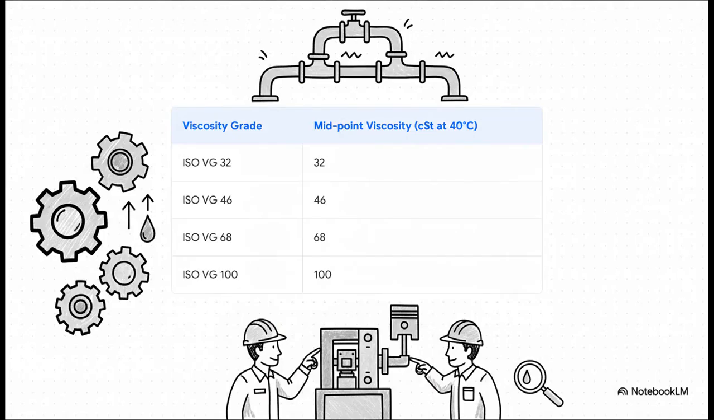And because it's so important, industries have created standardized grading systems, like this one for industrial lubricants. You can kind of think of it like shoe sizes. It creates a universal language, so an engineer can pick the exact thickness of oil they need for a specific machine to make sure it runs perfectly. And each grade you see here is precisely calibrated to be about 50% more viscous than the one before it.